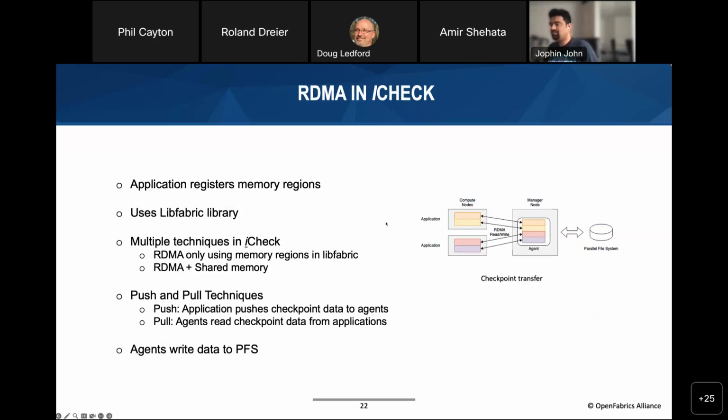So we use libfabric for that. And there are multiple techniques in iCheck for that. So one technique is where each MPI process registers a particular memory pool to store the checkpoint with the corresponding agents, and then agents can retrieve it remotely.